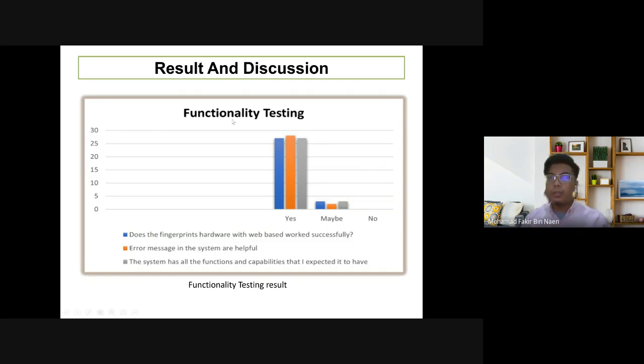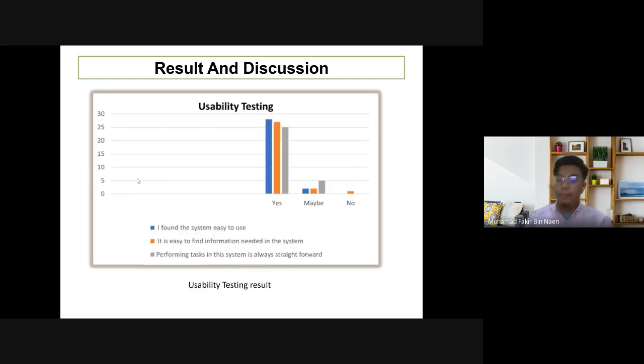First of all is functionality testing. From the graph, the overall result has shown that from the 30 respondents, 87.7% responded yes, indicating they reached the target, which is that the functionality of the system is excellent. Meanwhile, 20.2% said maybe, indicating some of them were not sure about their opinion.